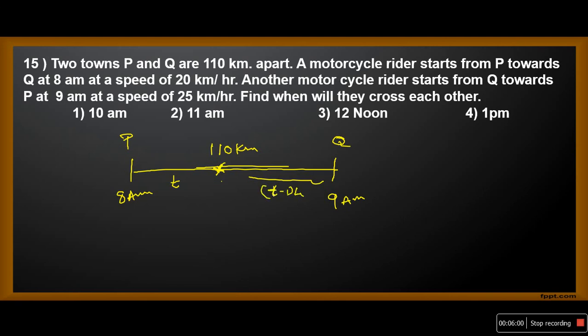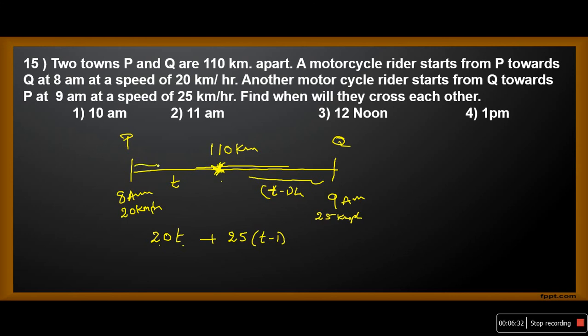Is the logic clear? Why are we taking this? Because he started traveling 1 hour later. Now this person is traveling at a speed of how much? 20 kmph. This person is traveling at a speed of 25 kmph. The distance covered by the first person will be 20t, because distance is speed into time. What is the distance covered by the second person? 25 into t minus 1.